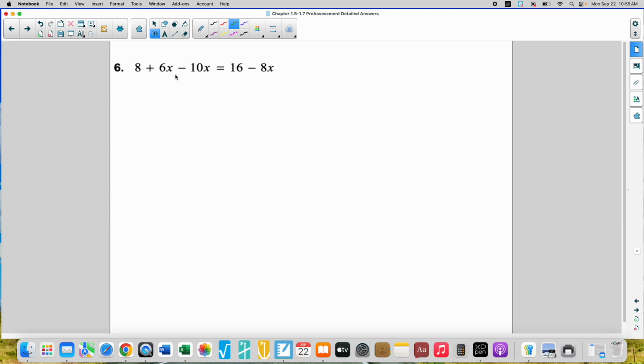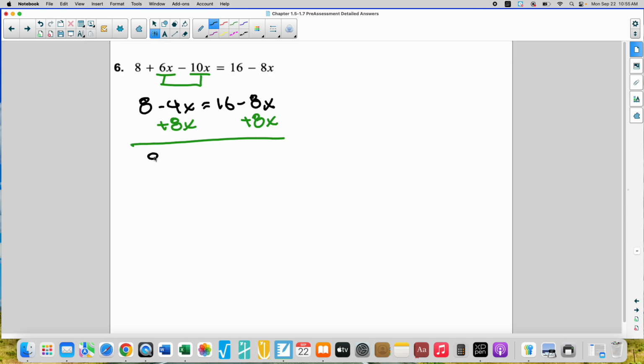Again, we see that we have like terms on the same side of the equal sign. 8 minus 4x equals 16 minus 8x. I'm going to move this 8x over to this side. 8 plus 4x equals 16. Let's subtract the 8. 4x equals 8. Divide by 4, divide by 4. x equals 2.